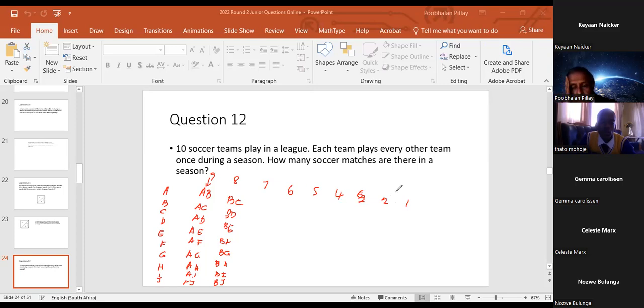So the number of games altogether is you simply have to add all these: 1 plus 2 plus 3 all the way up to 9. That's the number of games. When you add all these numbers, 1 plus 2 plus 3, you'll get 45. Actually, you get 9 times 10 divided by 2. 2 goes into 10 5 times.